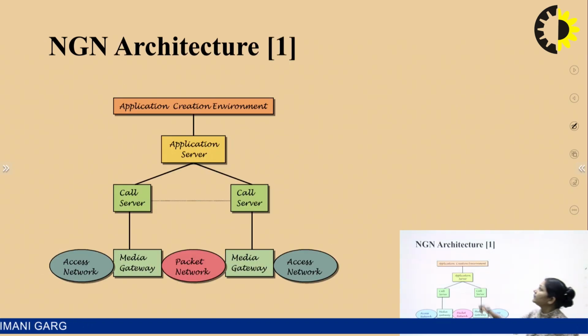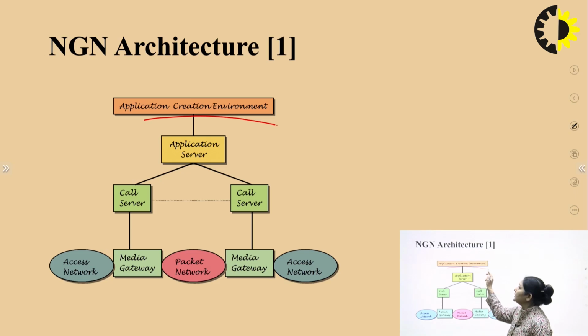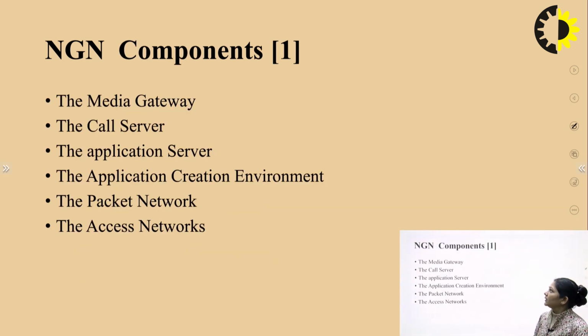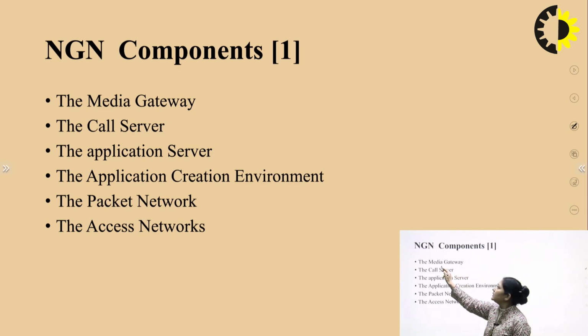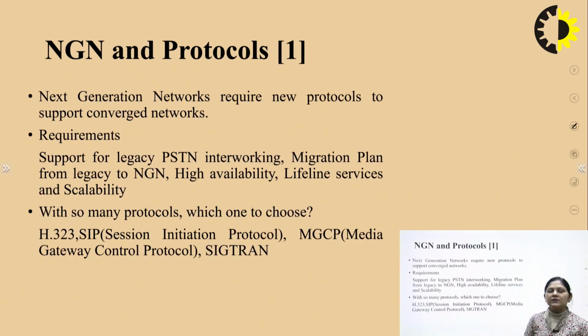Now, you can see here the architecture: application creation environment is there, application server, call server, media gateways are there. Here in between the packet network is there, the access network, and here also the access network. So, this is the architecture of the next generation network, including application, media gateway, access network, all these things. Now, the components are, as we have already seen, media gateway, call server, application creation environment, packet network, and access networks. So, we were discussing NGN.